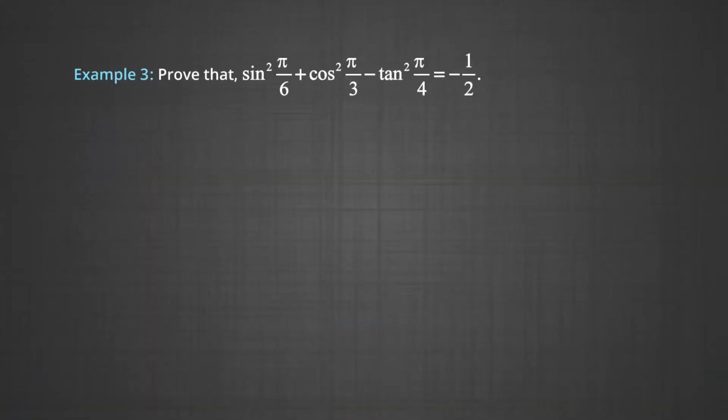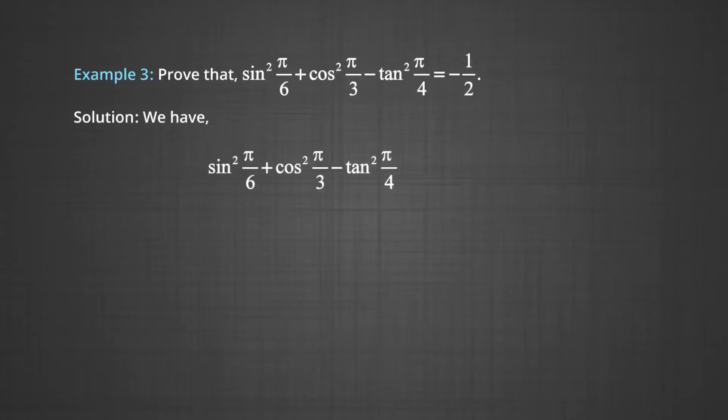In example 3, we will try to find out the value of sin square pi by 6 plus cos square pi by 3 minus tan square pi by 4. We will prove here that this is equal to minus 1 by 2.